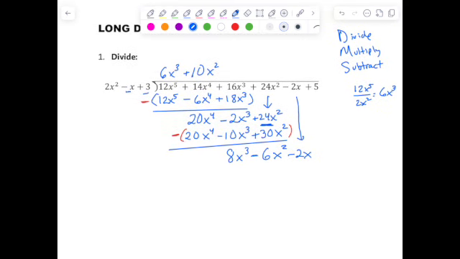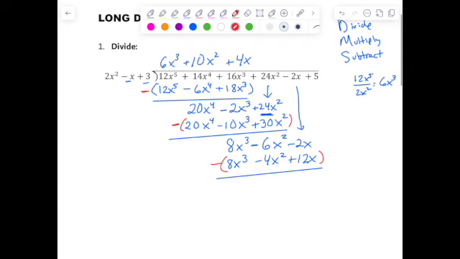Here we go. So 2x squared, that lead term of the divisor, 2x squared into 8x cubed. That's going to give you positive 4x to the first, and now multiply that times the divisor. So 4x times 2x squared is 8x cubed. 4x times negative x is negative 4x squared. 4x times positive 3 is plus 12x. And now subtract. So subtract that polynomial you just got.